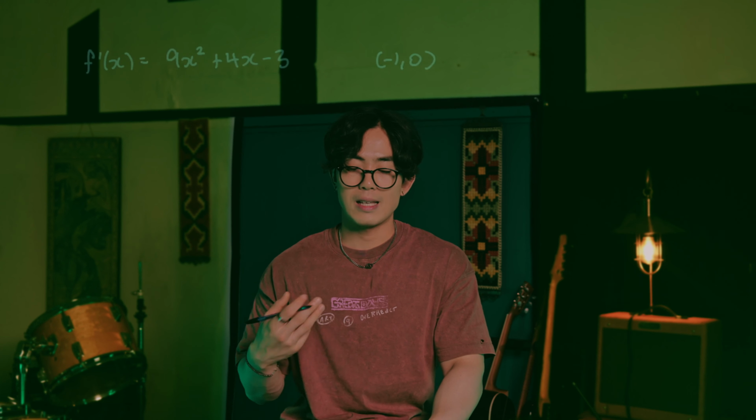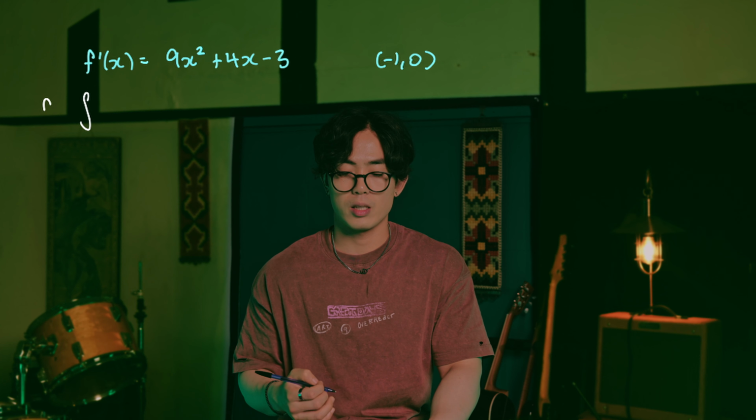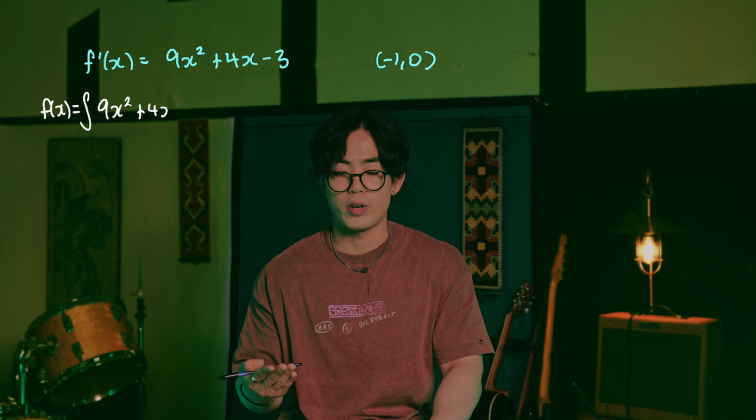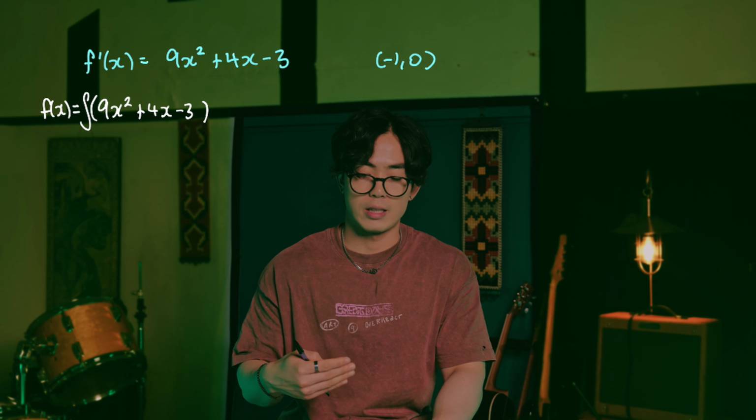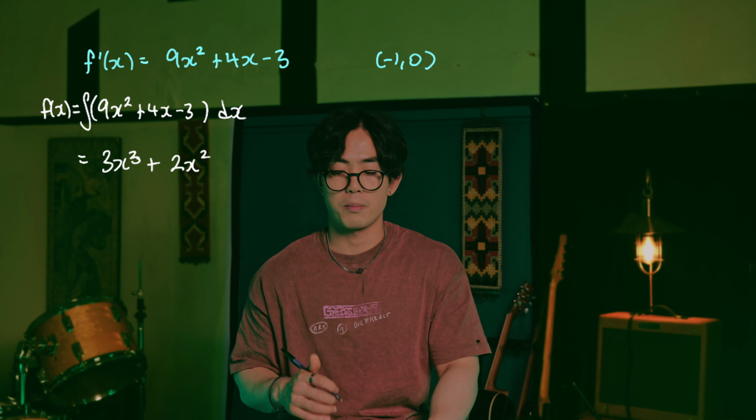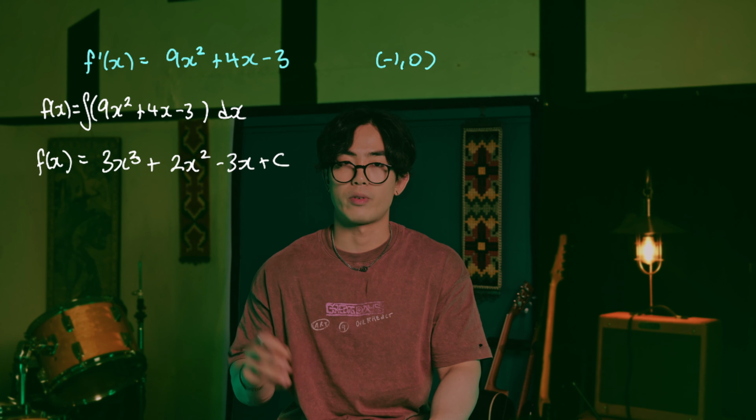Let's try an example. So let's say I have this f prime of x, which is 9x squared plus 4x minus 3, and I want to find the original function. Then I'll just have to integrate it. So let's go ahead and integrate it. This will give me 3x cubed plus 2x squared minus 3x plus c. That's my f of x.